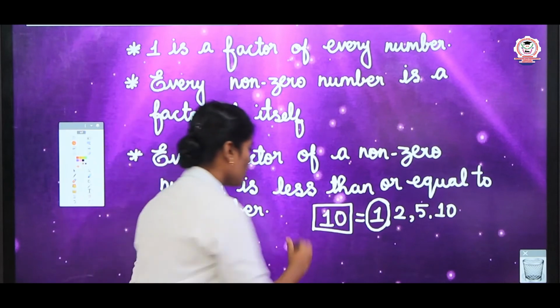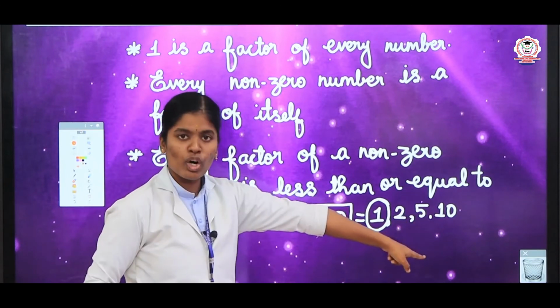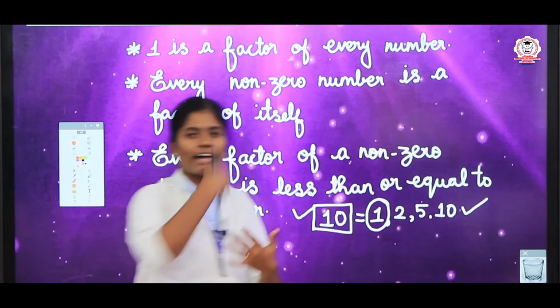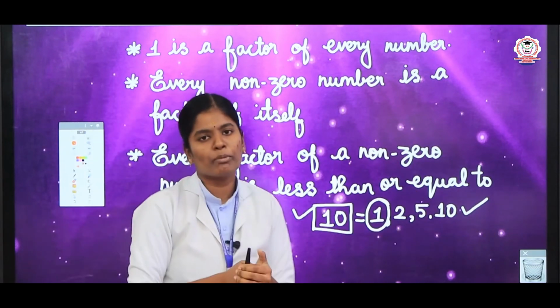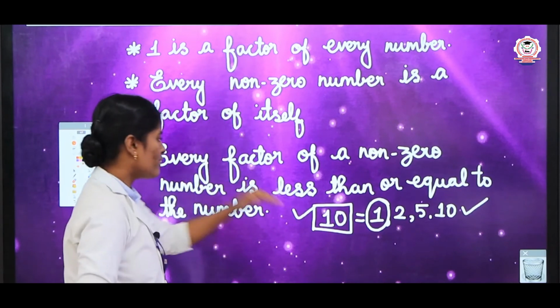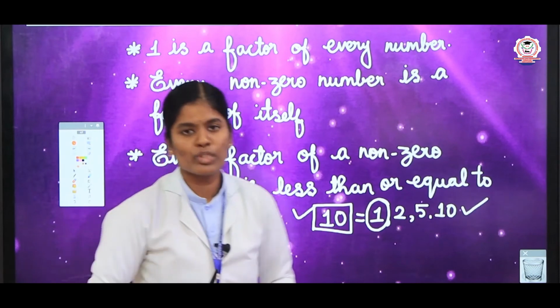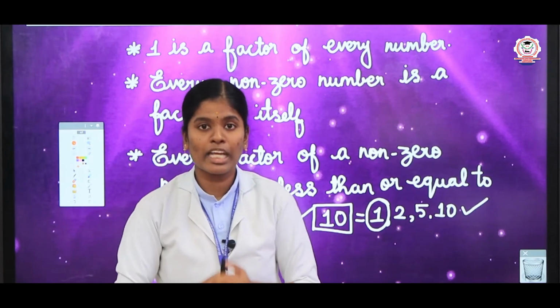Here we have the number 10. Finally we got the factor 10. So every non-zero number is a factor of itself. And our third property is every factor of a non-zero number is less than or equal to the number.